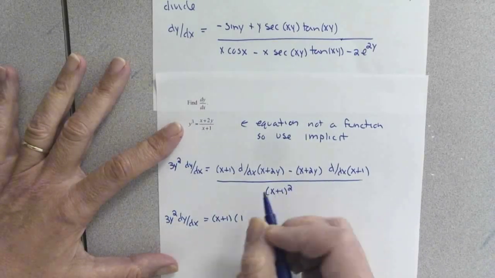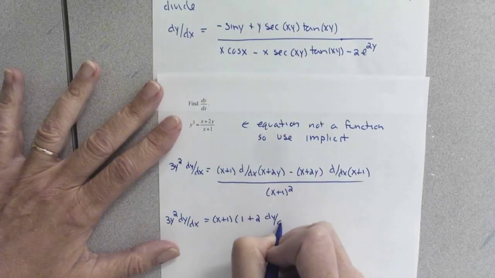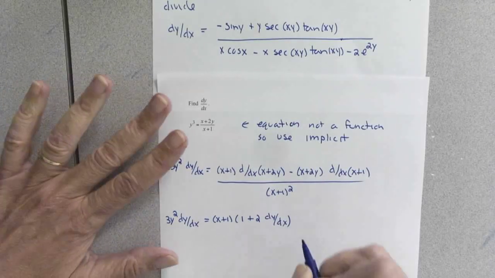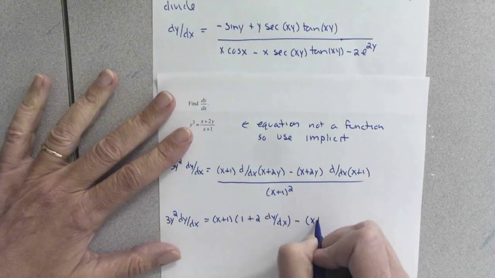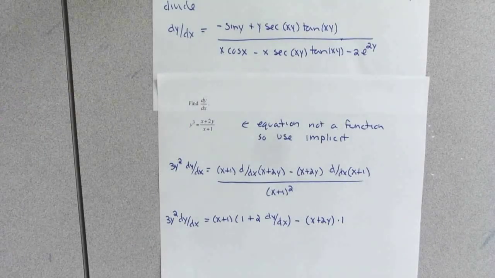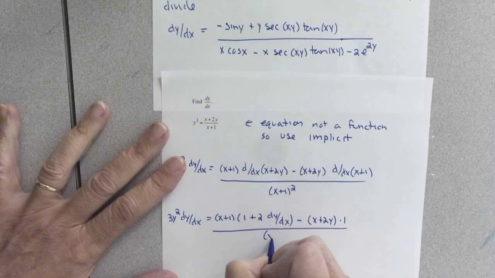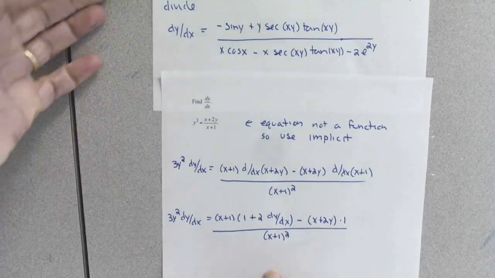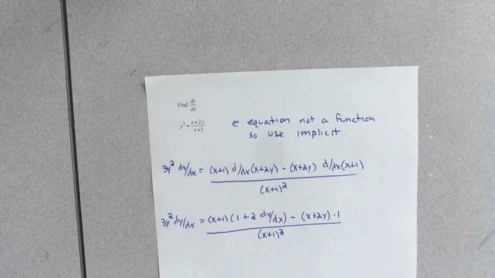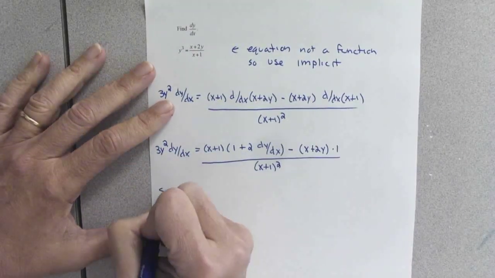derivative of x is 1, the derivative of 2y would be 2, but I just differentiated a y, so dy dx. Minus x plus 2y, derivative of x would be 1, derivative of 1 would be 0. And now all over x plus 1 quantity squared. And there we've done the calculus step. So now we have to solve for dy dx.